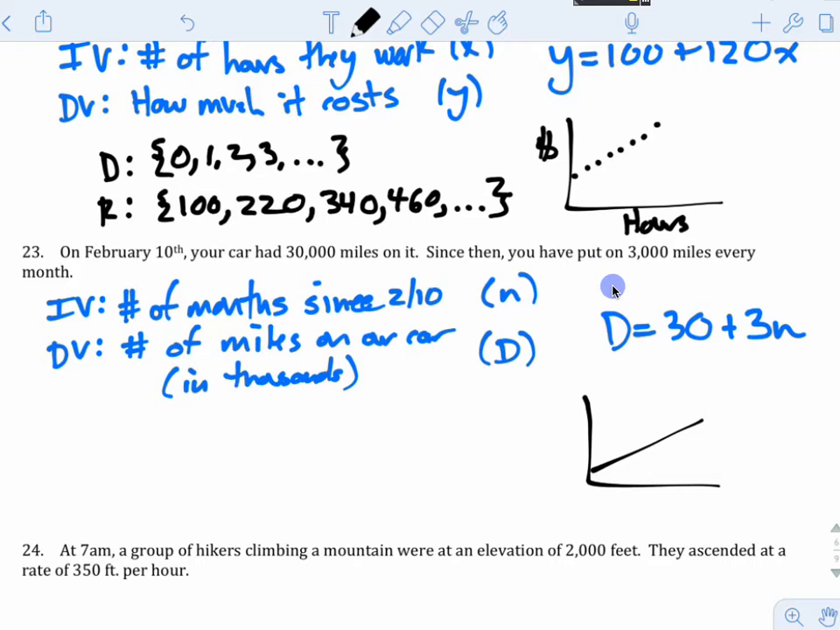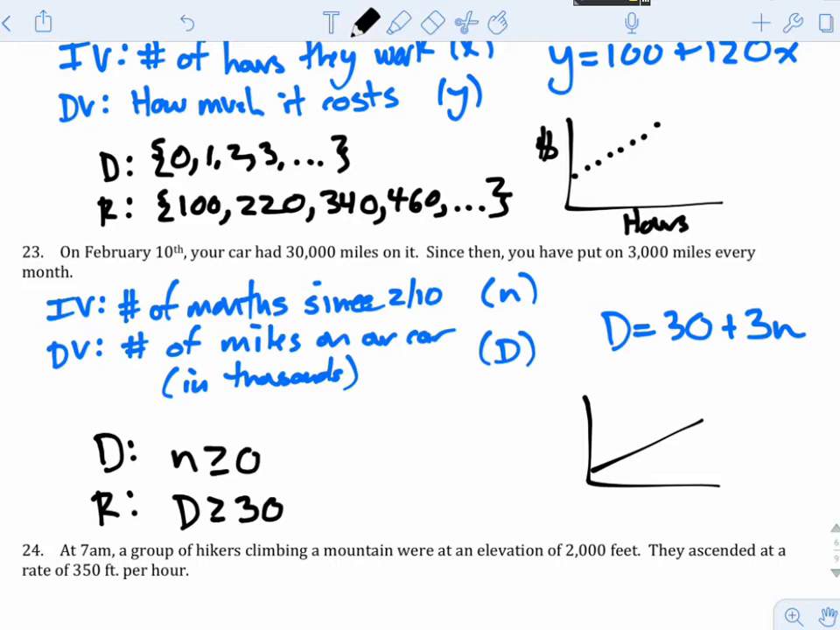And so in this case, I would say that our domain would be all numbers greater than or equal to 0. And our range would be all number of miles greater than or equal to 30,000. So I'm going to say that that's D is greater than or equal to 30. Of course, that 30 means 30,000 miles.